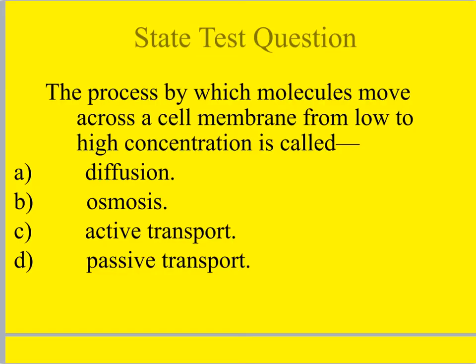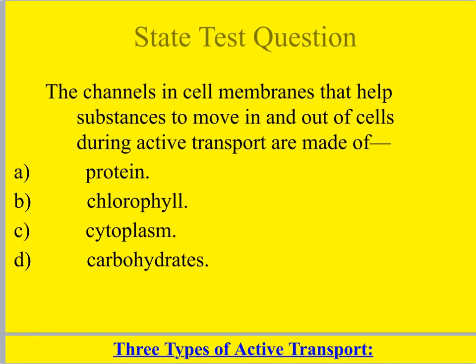The process by which molecules move across a membrane from low to high concentration is what? So if it's going from low to high, then it's going to be active. All the others go from high to low. The channels in cell membranes that help substances move in and out of cells during active transport are made of what? Okay, well, the only channels that are in the cell membrane are going to be protein channels.